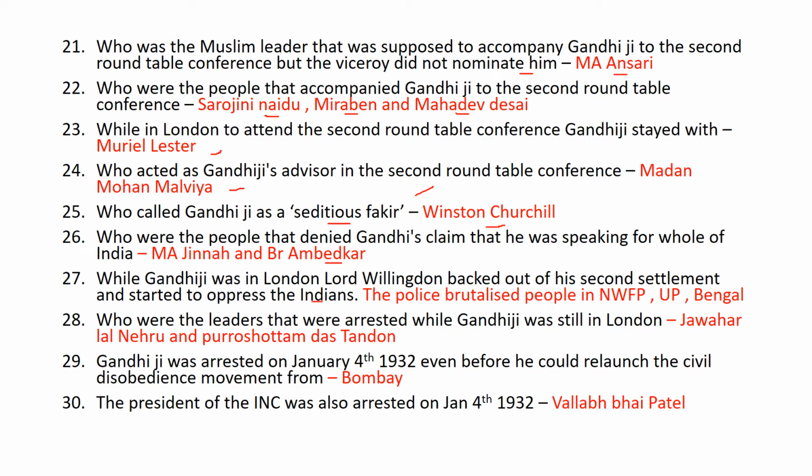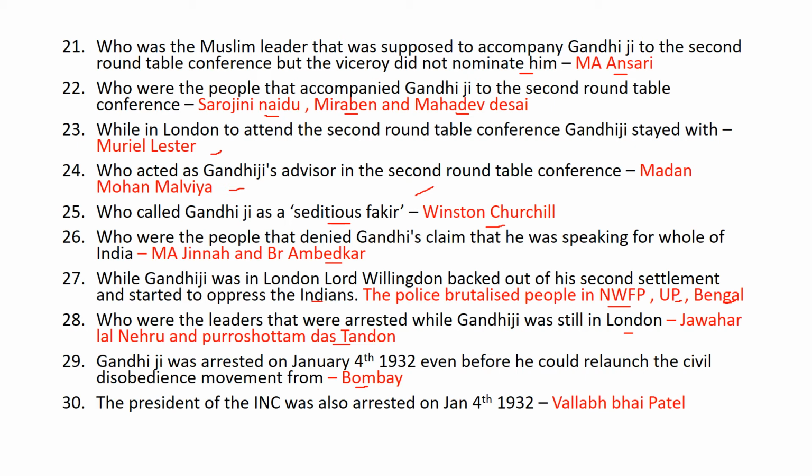The police brutalized people in Northwest Frontier Province, Uttar Pradesh and Bengal. Who were the leaders that were arrested while Gandhiji was still in London? Jawaharlal Nehru and Purushottam Das Tandon. Gandhiji was arrested on January 4, 1932 even before he could relaunch the civil disobedience movement from Bombay.